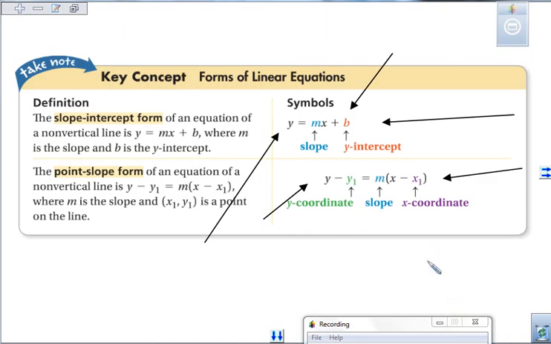Then we get into slope-intercept form, y equals mx plus b, where m is your slope and b is your y-intercept. Also in Algebra 1, you learned about point-slope form, y minus y sub 1 equals m times x minus x sub 1. So for point-slope form, you just need a point and a slope. And for slope-intercept form, you need slope and an intercept.